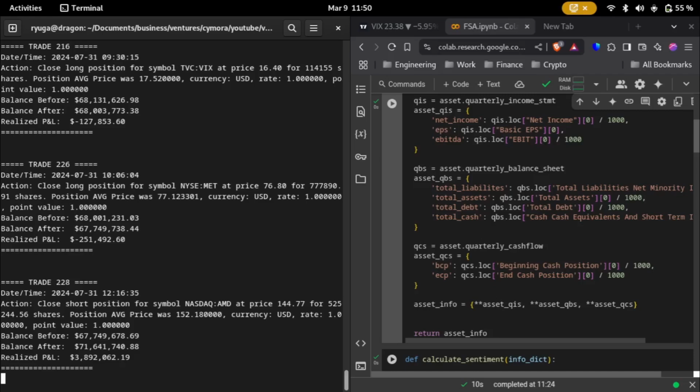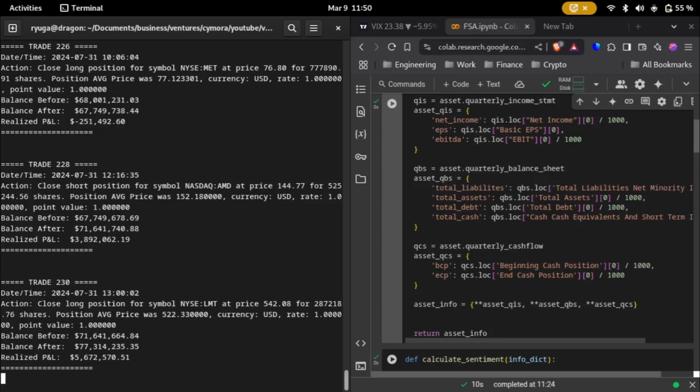I was short AMD because Nvidia had put out a new graphics card, and AMD was going to sell less graphics cards because of that, and I went short AMD stock because of it. And as you can tell, I made $3.8 million on that trade.